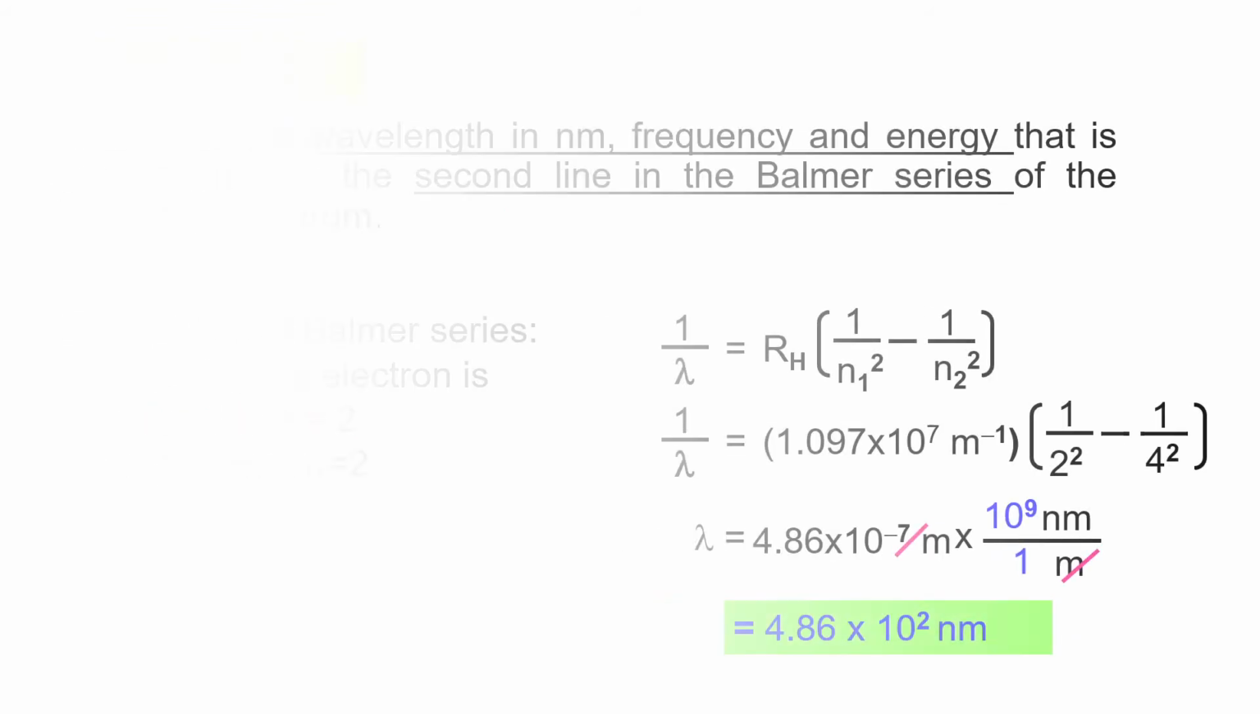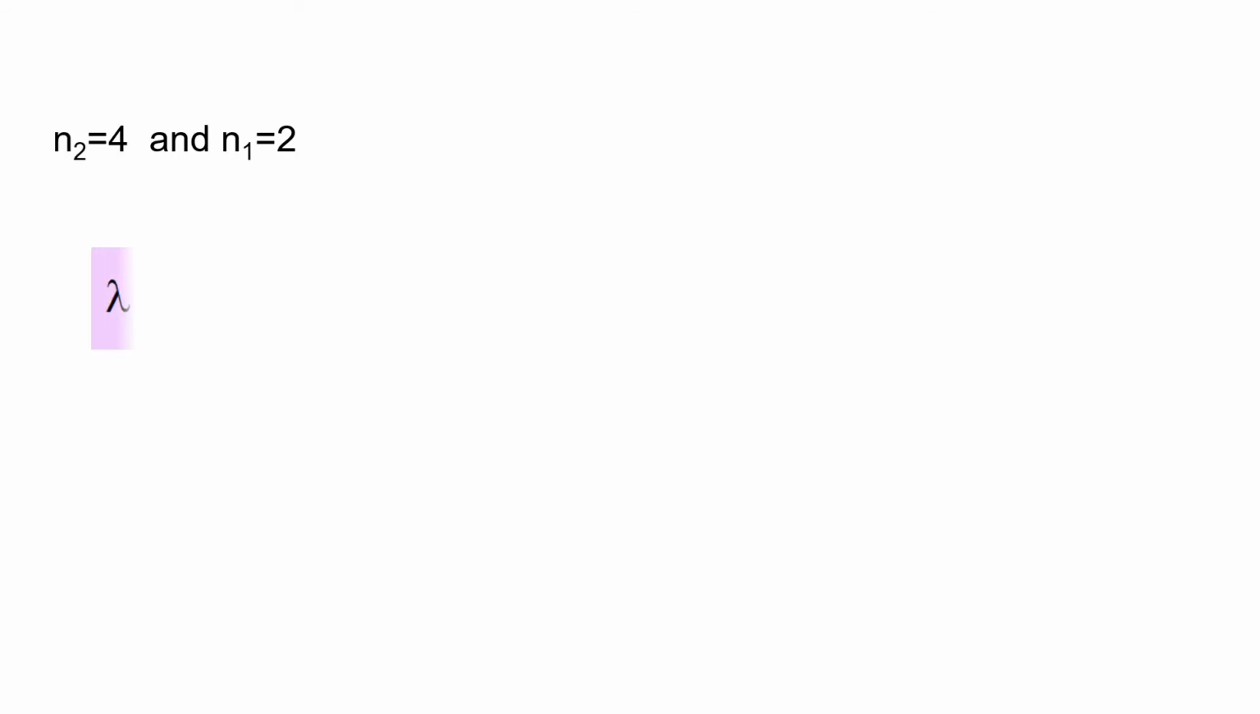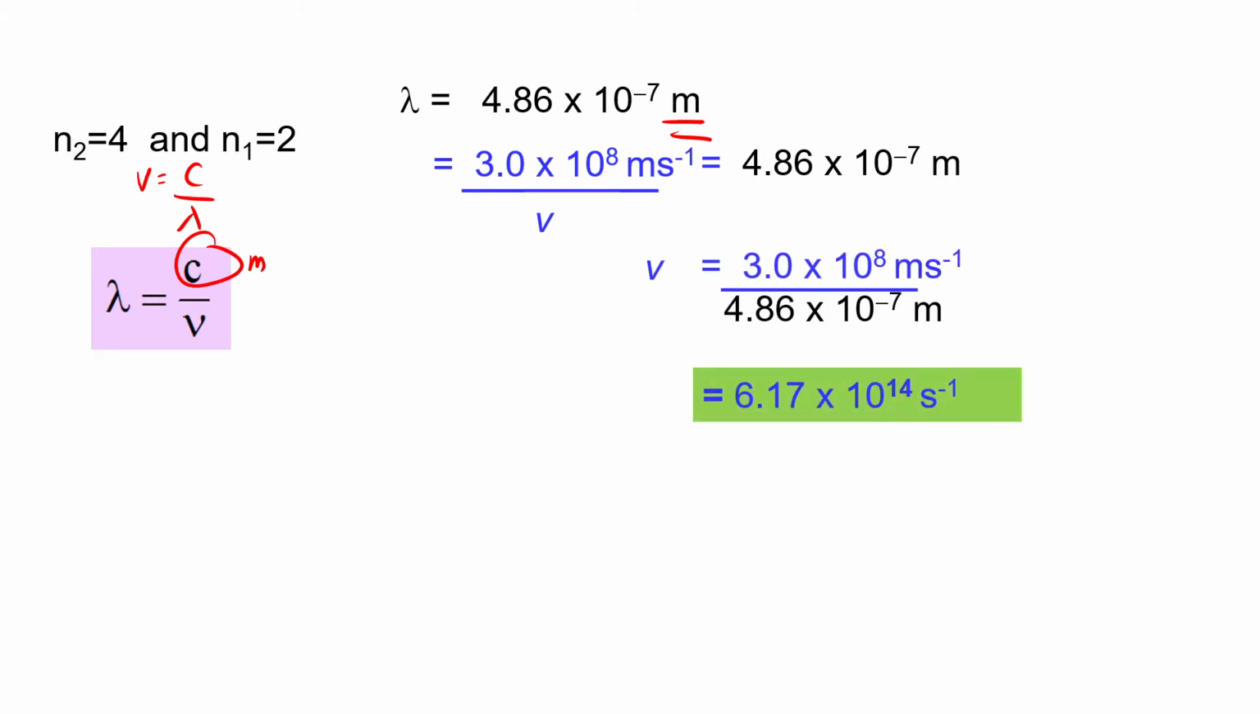Okay, the second part asks for frequency and also energy. To calculate the frequency, we use this formula: v equals c over lambda. We have lambda from the first part. Just substitute. Here we need to use lambda in meter because the speed of light is in meter, 3 exponent 8. So we have frequency 3 exponent 8 divided by 4.86 exponent negative 7. So the frequency is 6.17 exponent 14 per second. The unit can be obtained from the cancellation of units in the calculation.